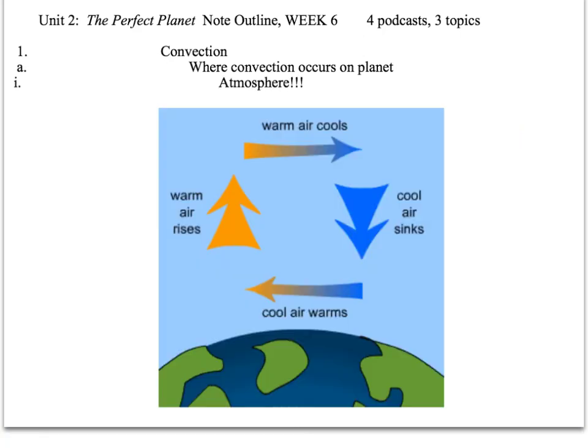and it happens in the atmosphere as well. So the sun heats the surface of the earth, which then warms the air, and the air rises, and then it cools and it falls. And that's why we have weather.